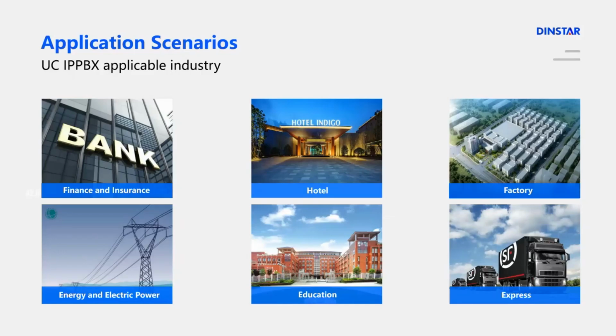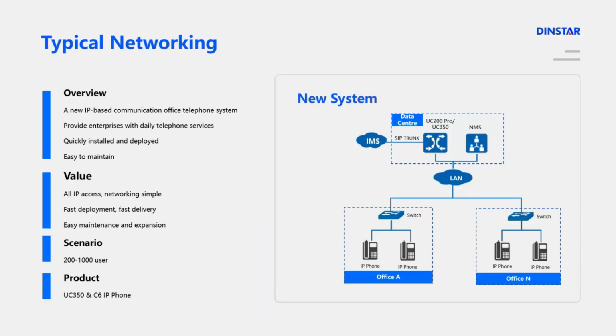Yeah, we have two core deployment models. The first is the new or all-IP system, and this is for businesses building a communication system from scratch. You can connect the IPBX to the LAN, pair it with IP phones, and link to the outside world for SIP trunk access. It's all IP, so the networking is simple, the deployment is fast, and the maintenance is very easy. It's very suitable for 200 to 1000 users.